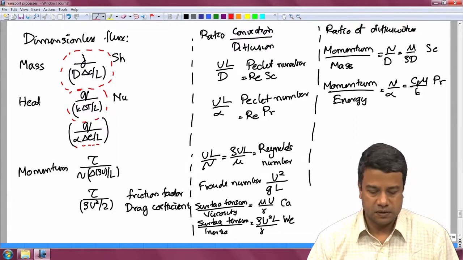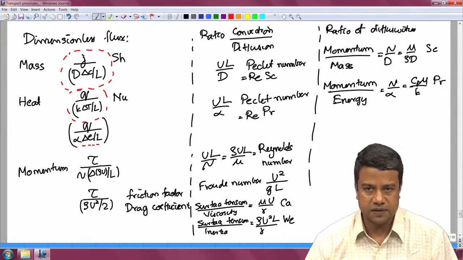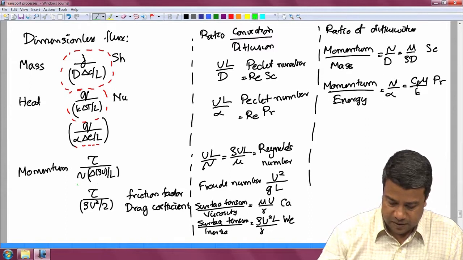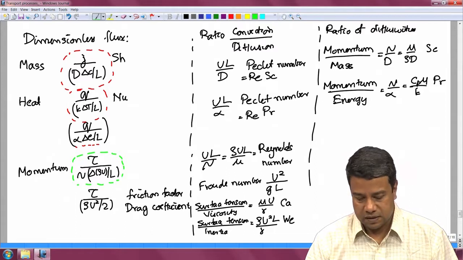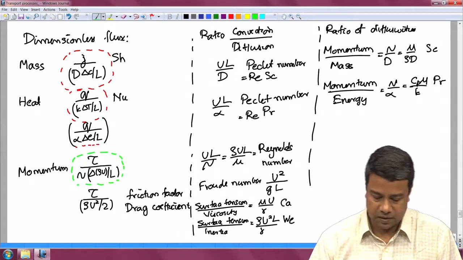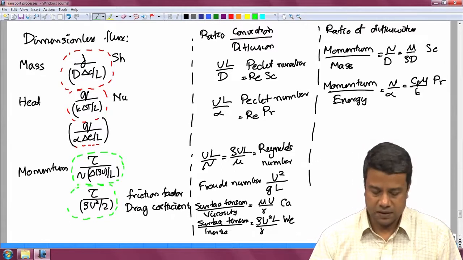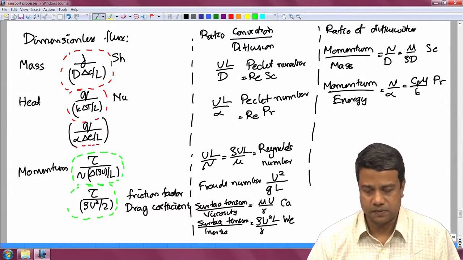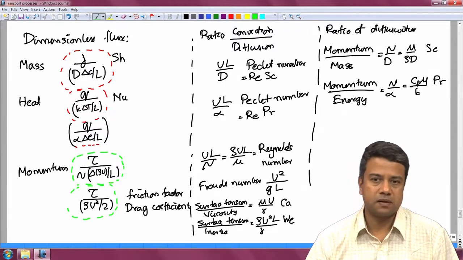For momentum transport, if I were to scale it by the diffusion coefficient times the difference in momentum density divided by length, what you will get is a number that looks something like this. As I had told you in the last class, this is not the way it is usually done. What is usually done is to scale it by rho u square by 2. And as I will just show you shortly, this non-dimensionalization differs by a factor of Reynolds number from the viscous non-dimensionalization. So these are the dimensionless fluxes, the dependent quantities.